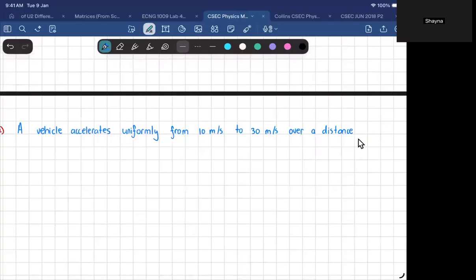Well, distance. Part E. Find its acceleration. Part B. Determine the time taken.